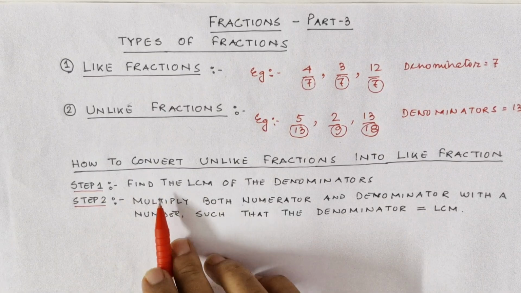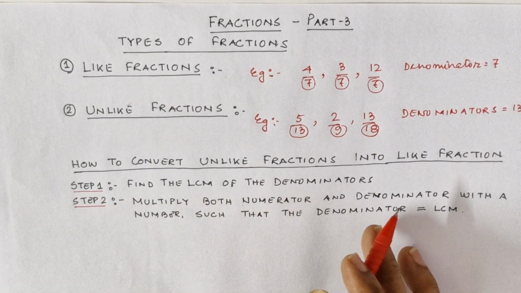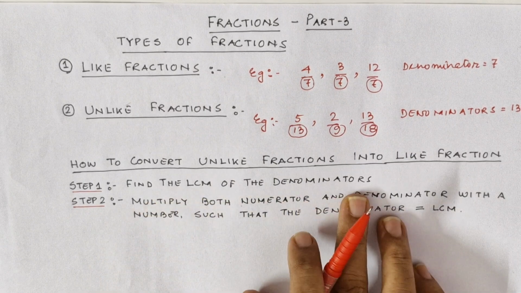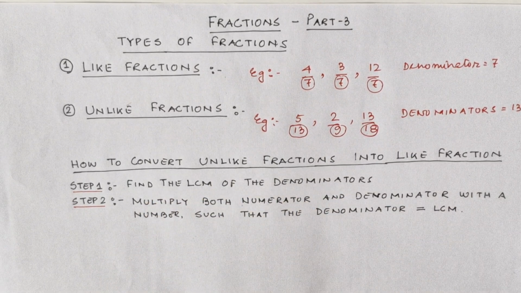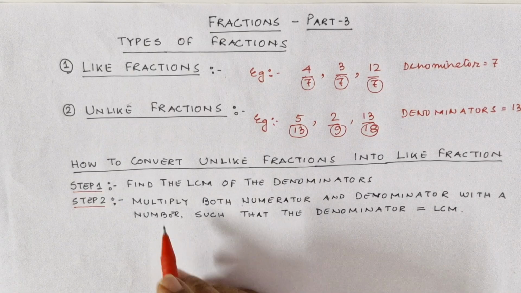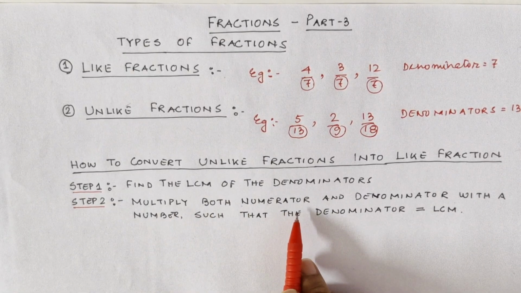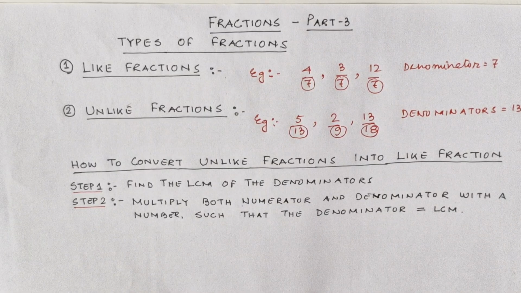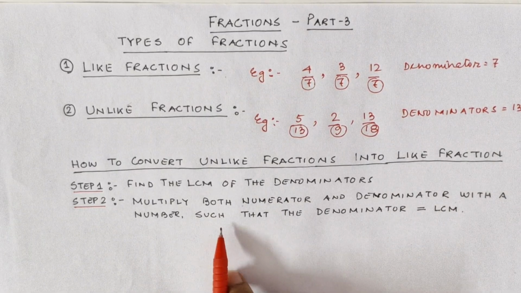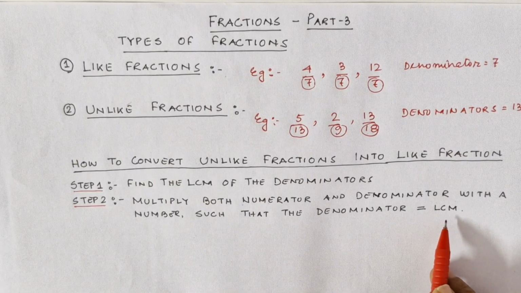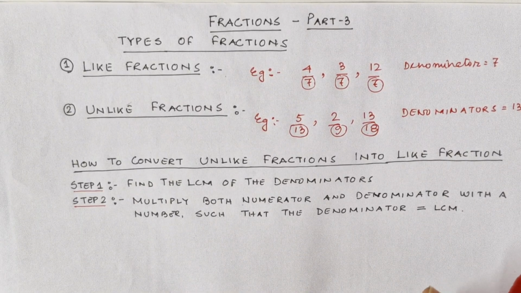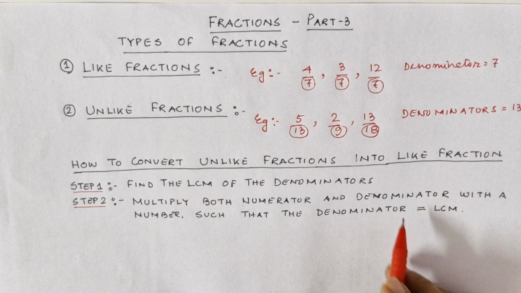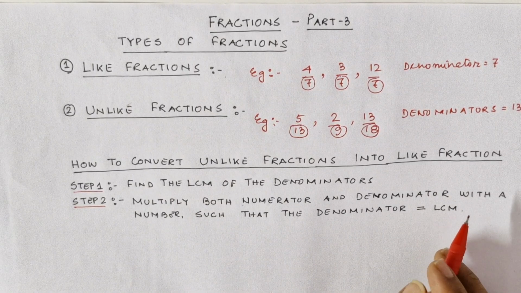The first step is to find the LCM of the denominators. Whatever fractions you have, try to find out the LCM of the denominators. Once you have found the LCM of the denominators, multiply both numerator and denominator with a number. Let's see what kind of number. We'll judge it such that the denominator is equal to the LCM. So with that kind of number, we should be multiplying numerator and denominator so that we can make the denominator equal to the LCM.